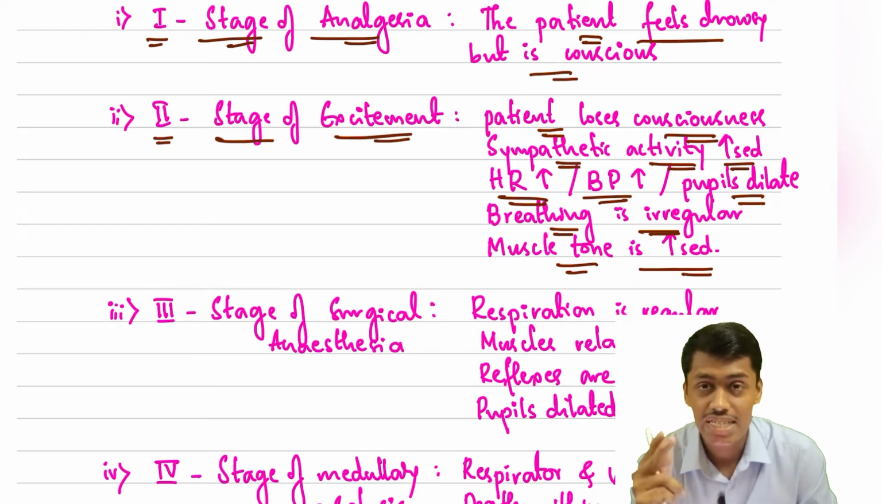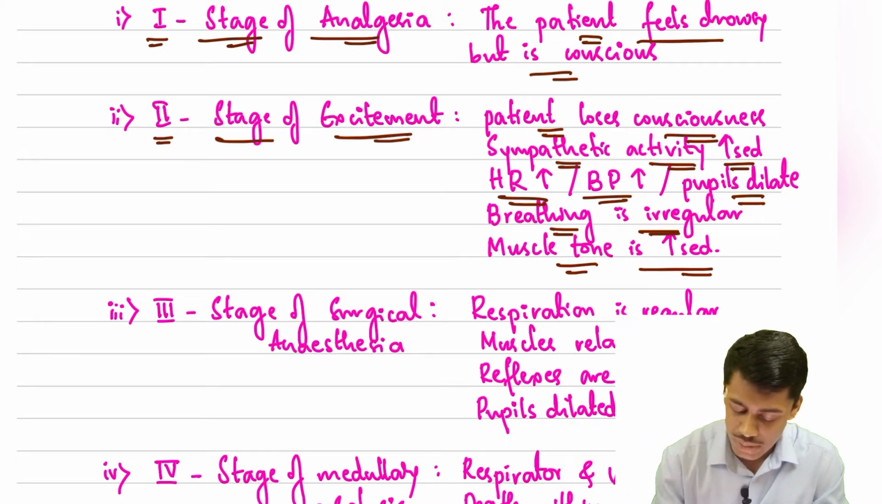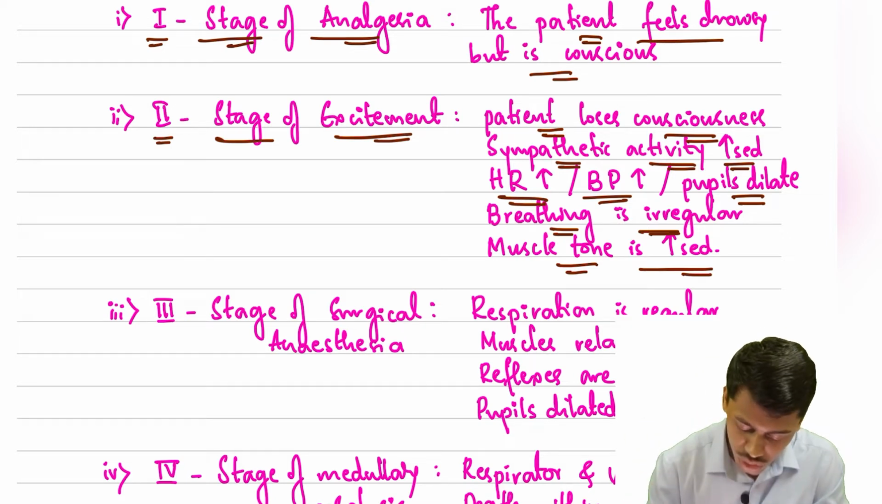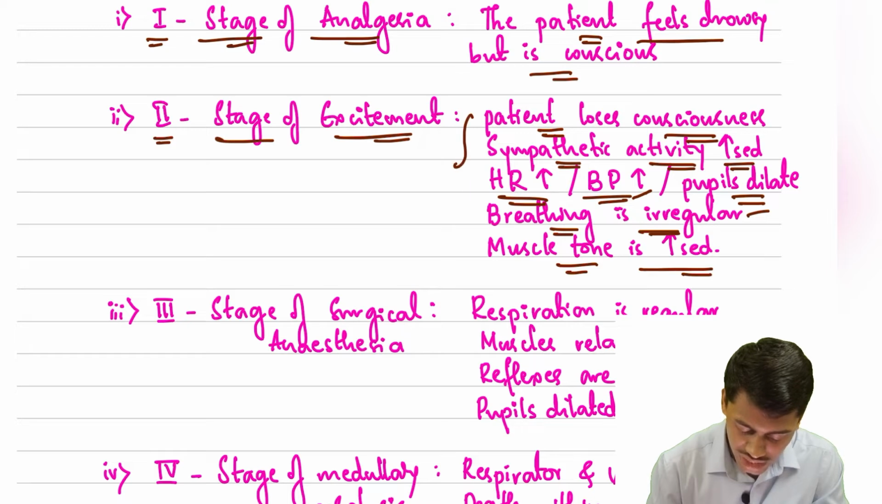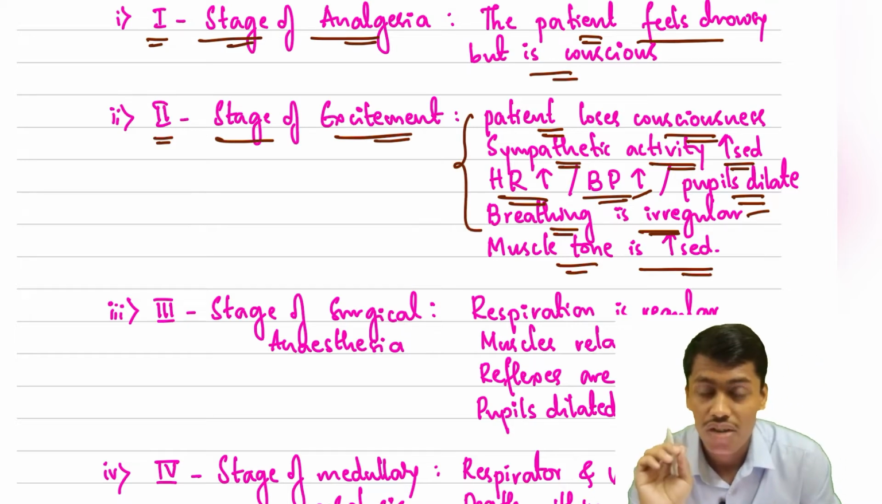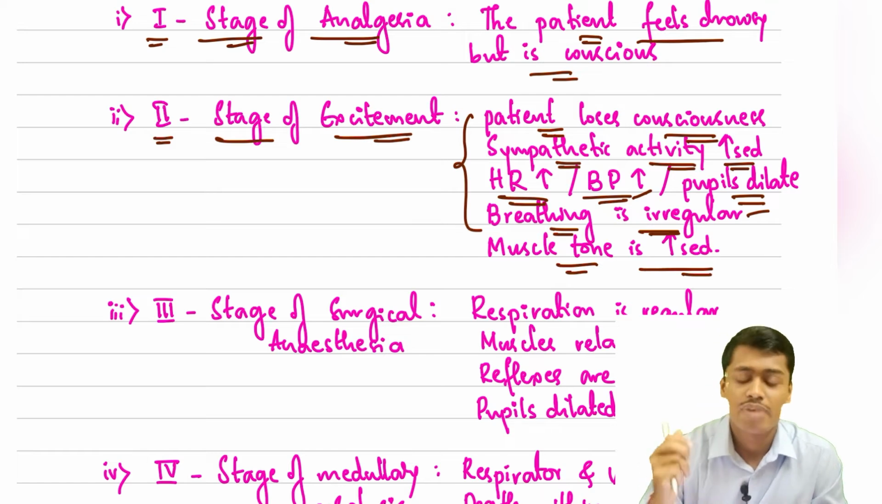So we have a second stage that is called the stage of excitement, where the patient loses consciousness, but the sympathetic activity gets fired up, causing the heart rate to increase, BP to increase, the pupils to dilate, breathing is irregular, and the muscle tone is also increased. So this is a very important part of anesthesia, the second stage of excitement.